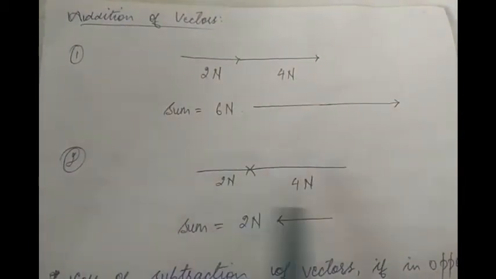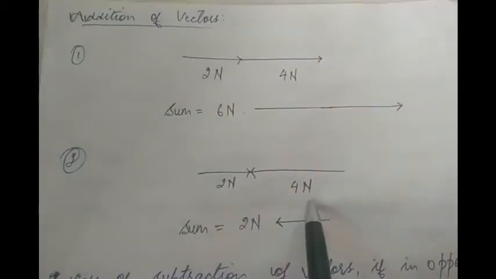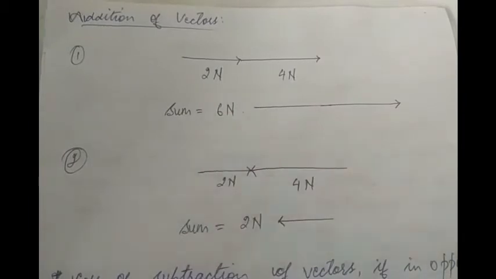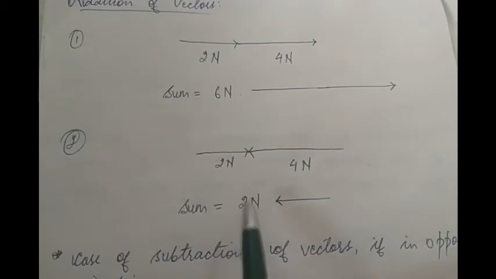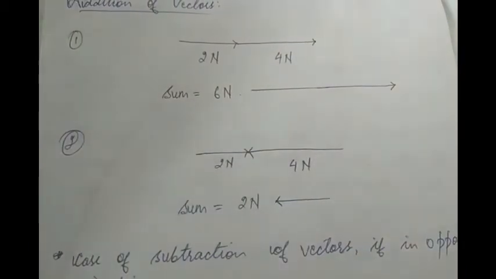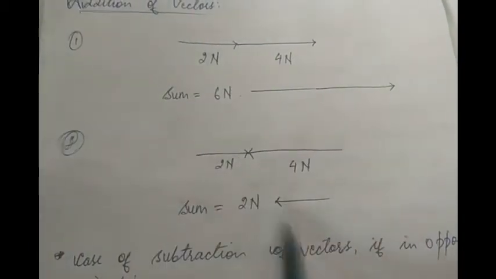Another example is that of two forces, one of 2 Newtons, the other of 4 Newtons, but now they are oppositely directed. So what will be the sum? The sum of these two vectors will be 2 Newton, of course. But what will be the direction? The direction will be this.